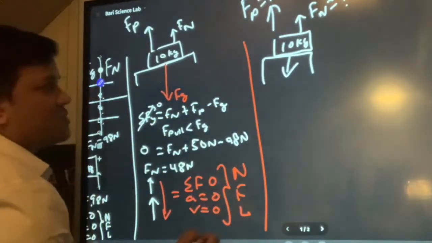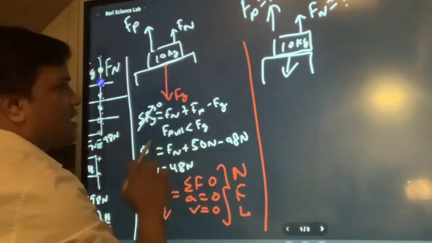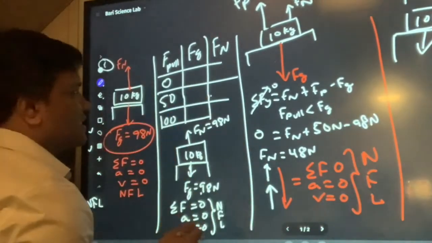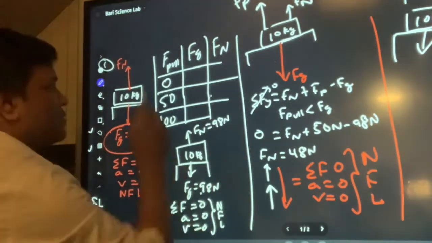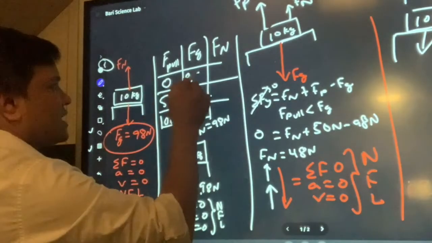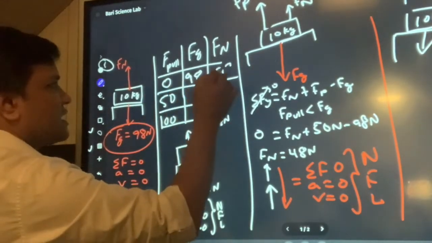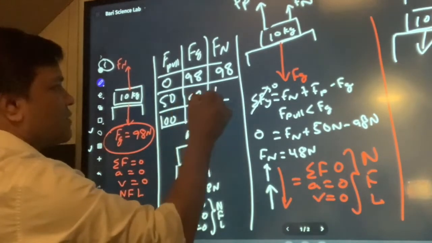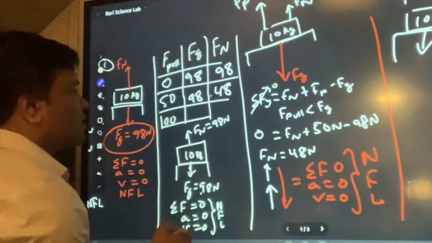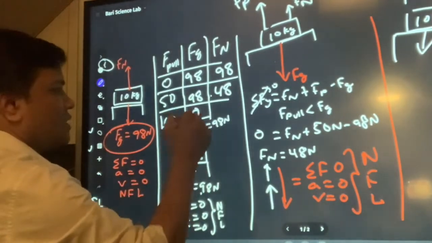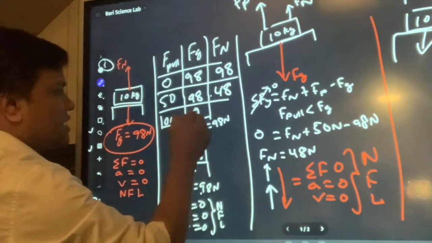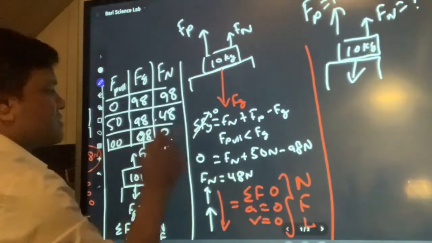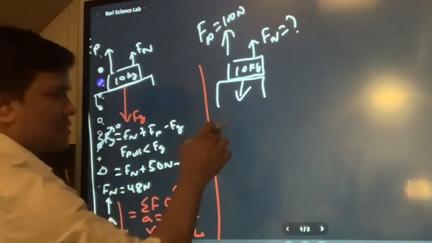This is a good question, but let's first find the weight. But before that, let's update the table. When pulling force is 0, weight is 98, normal force is 98. When pulling force is 50, weight is 98, but normal force is 48. When pulling force is 100, weight is 98, and normal force is 0. You know that because the box is off the table.